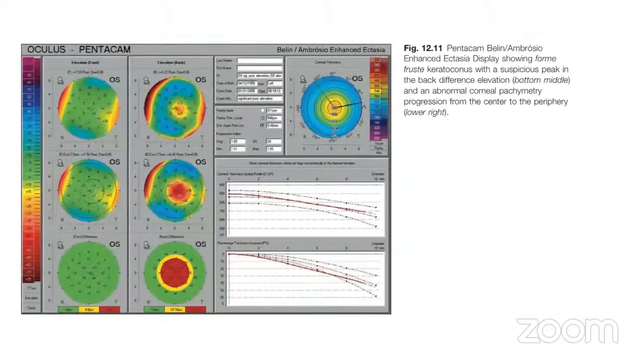This is the Pentacam Belin-Ambrosio enhanced ectasia display showing forme fruste keratoconus with a suspicious peak in the back posterior elevation map and abnormal corneal pachymetry progression from the center to the periphery.